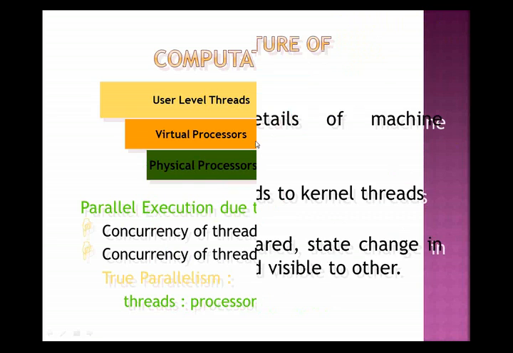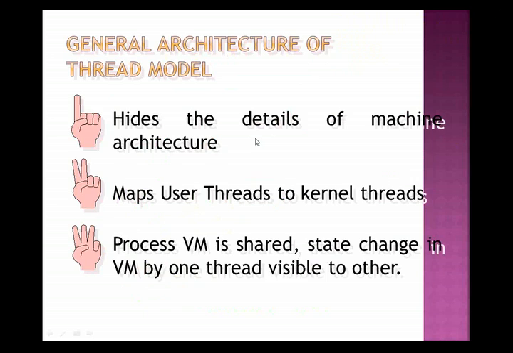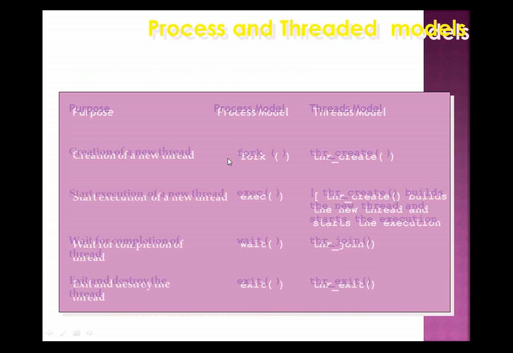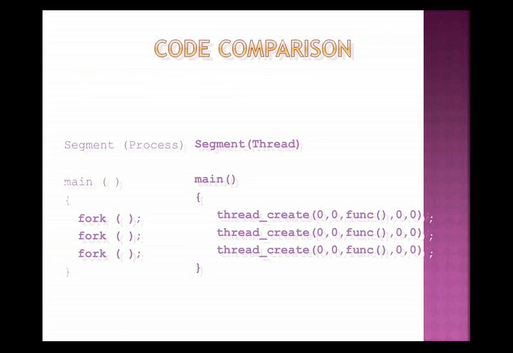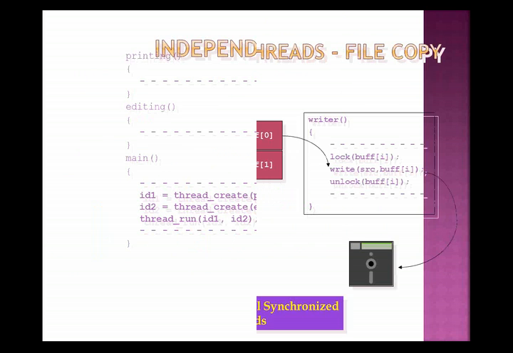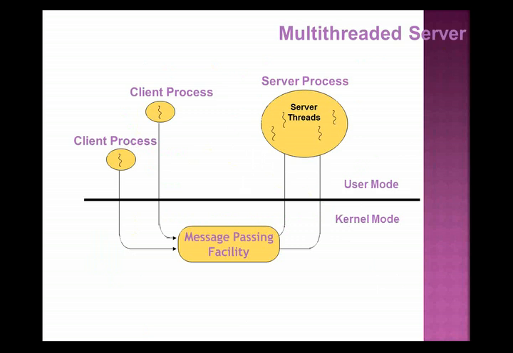This is the computational model. This is the general model of the thread model that cites the detail of the machine architecture, maps the user threads, maps the VM, virtual memory. Then there is POSIX, that is Pthread, that is process parallelism. Next is data parallelism. Then process and the threaded models. This is the code comparison. This is the most important one, that is a multi-threaded server.